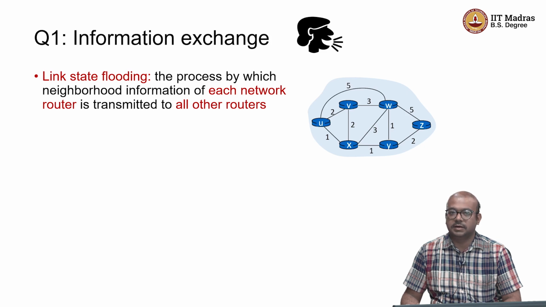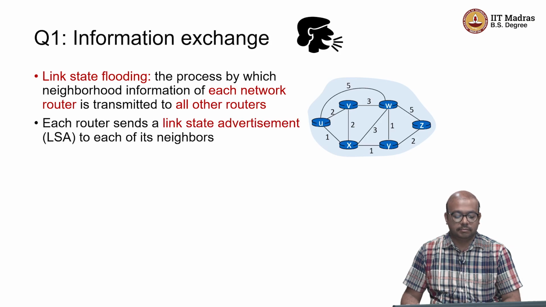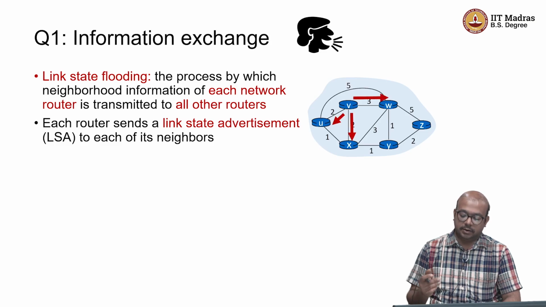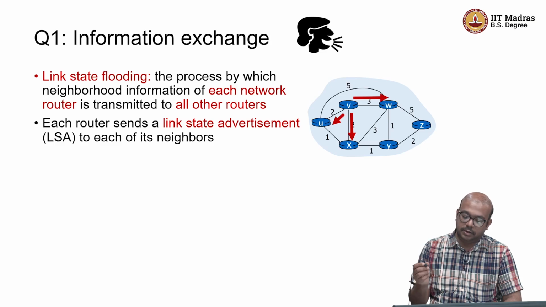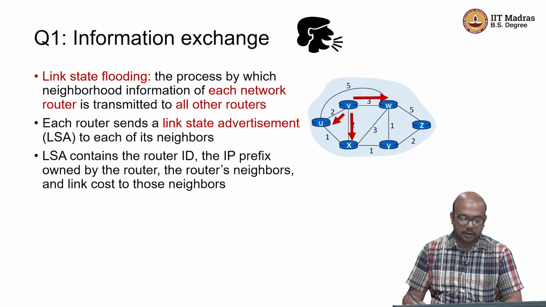So this piece of information is transmitted to all other routers. So this is something which is called a link state advertisement, or LSA, to each one of the neighbors. So I gave you this example of router V. So V is going to send it out to U, X and W. The LSA contains the router ID, the IP prefix owned by the router's neighbors and the link cost to those neighbors, okay.